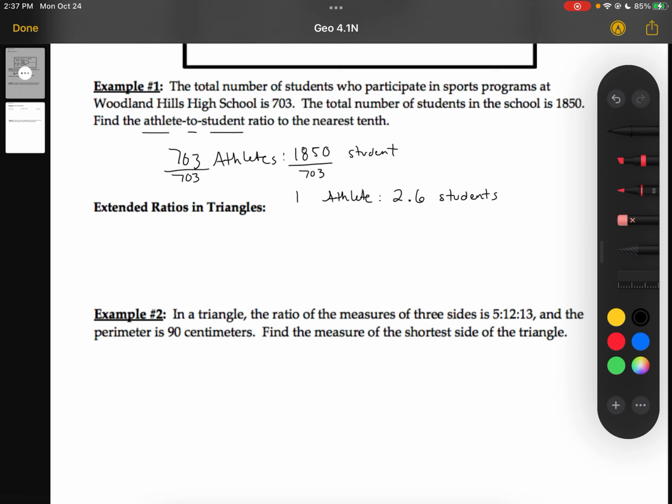So ratios work the same way in triangles. And what we can see here is when we have triangles, we'll call the sides A, B, and C. And if these triangles are in any way, shape, or form similar, it allows us to set up these ratios as well. So if we have a second triangle that is similar, we can have A prime, B prime, C prime. And we can basically know that the ratio of A to B to C is the same.